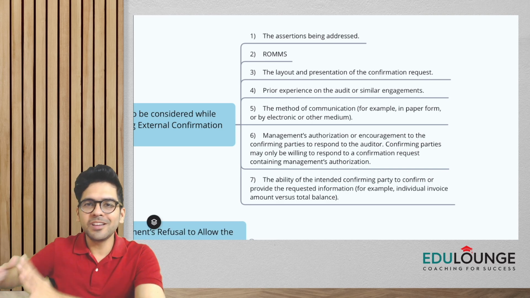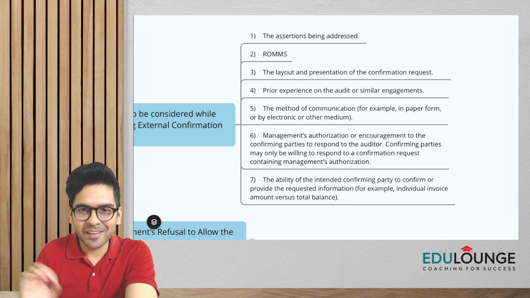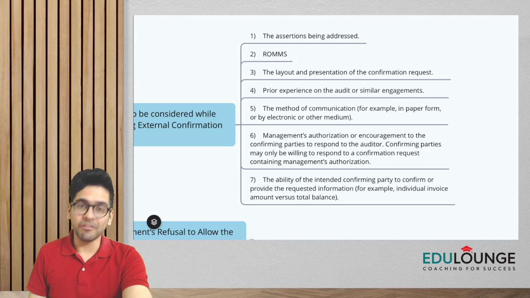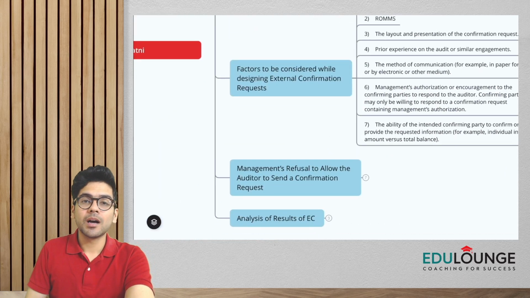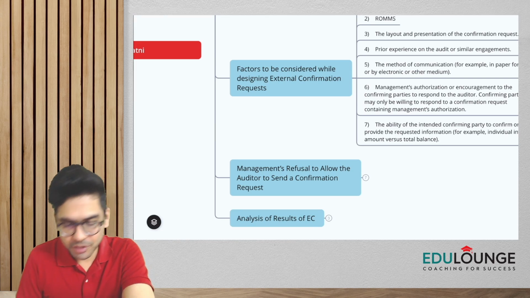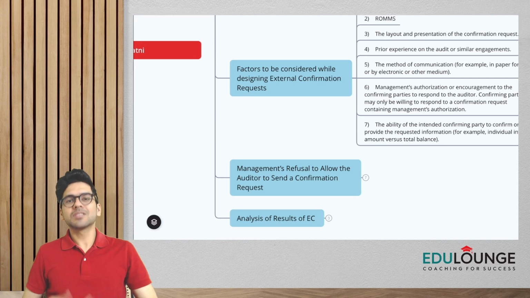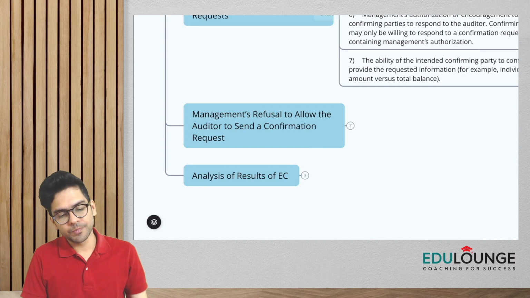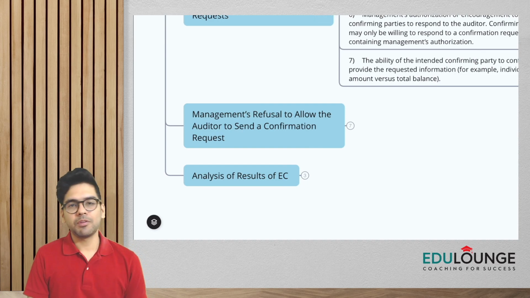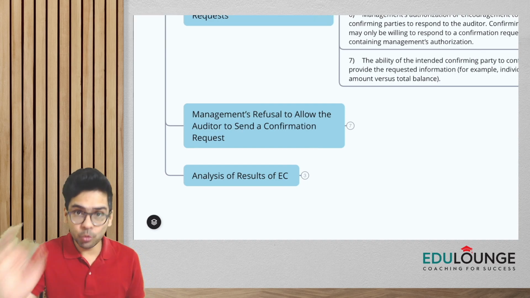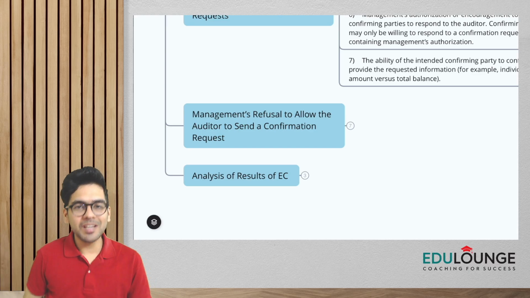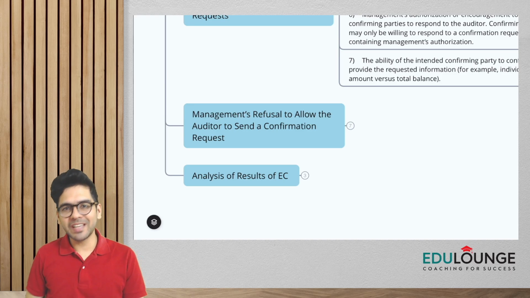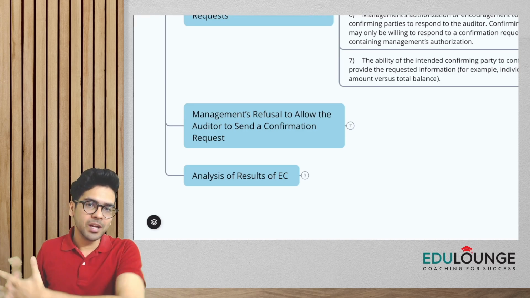So all the list of factors, I make them write it separately so that they don't get confused. However, these are 7 factors, guys, with respect to designing of the confirmation request. Now sometimes management might refuse to allow the auditor to send a confirmation request. I have told you this, guys, we are not going to communicate with the third party, the confirming party, secretly. It always has to be routed through the management.